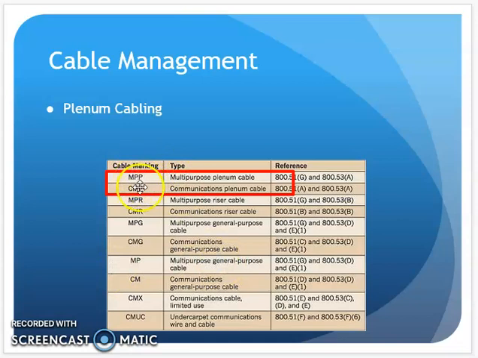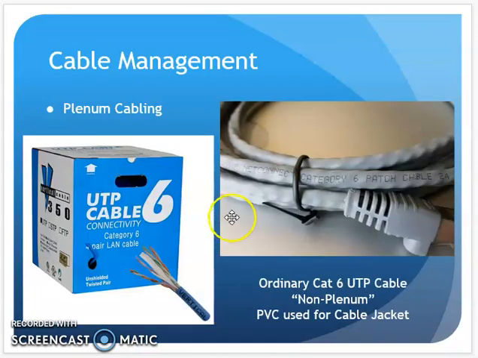Typically, if I look at that last letter, it gives me a clue. If I see a P in that last spot there, it's plenum rated cabling. If I see an R, it's riser. If I see G, it's general. So the P in the last spot is the key. This right here is ordinary patch cable. Patch cable is not plenum rated. That ordinary patch cable is not plenum rated.